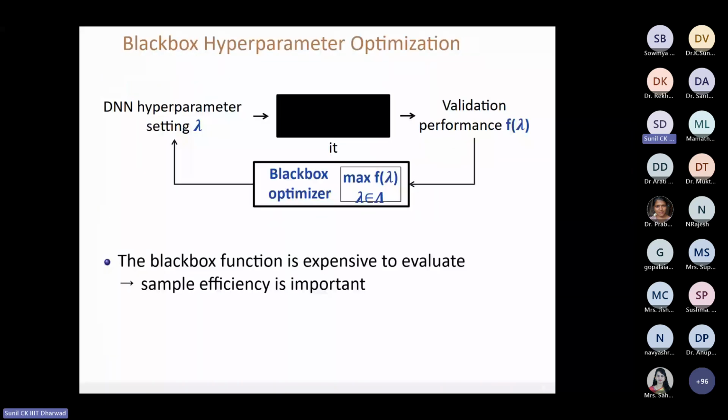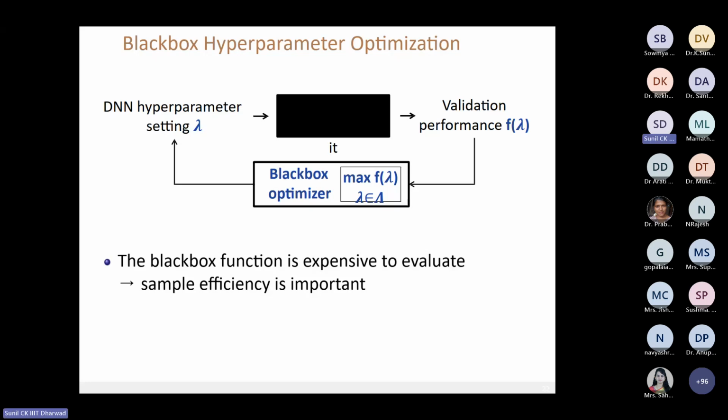So the black box hyperparameter optimization. What I mean by black box hyperparameter optimization is that you are not aware of what is happening inside with the hyperparameters. The deep learning hyperparameter setting is lambda, and you will have some black box optimizers that take the function f of lambda, where the validation performance is given by f of lambda.